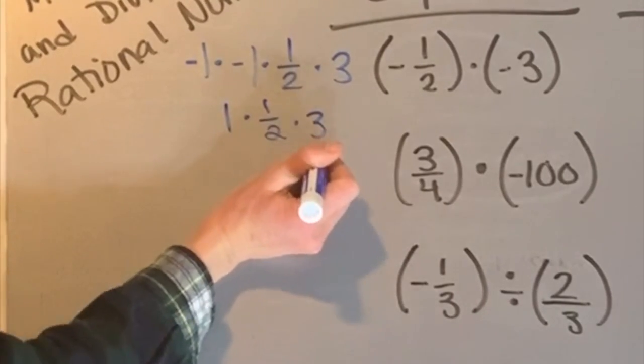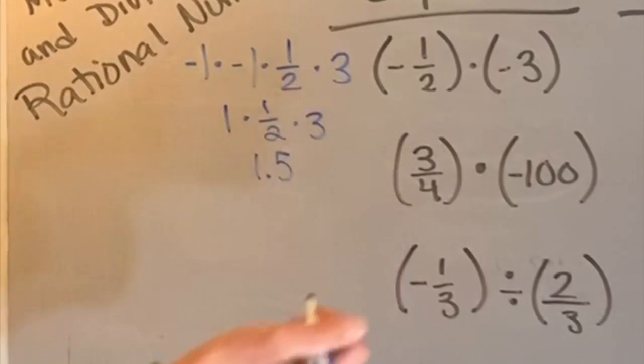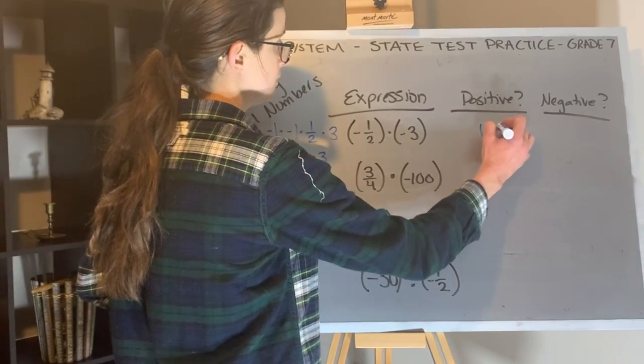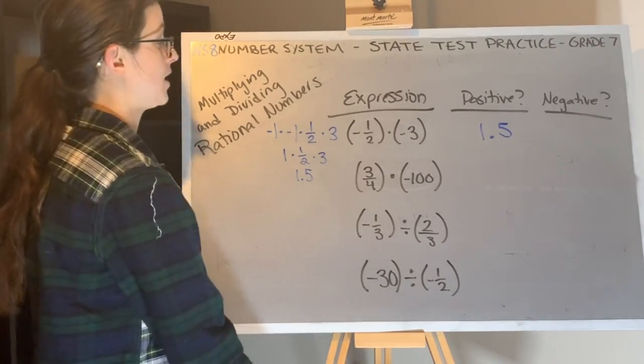Now we're left with all positive factors. We just have to find half of 3, which is 1 5/10, or 3/2, or 1 1/2. So we see here that the answer is positive. Two negative factors make a positive product, okay?